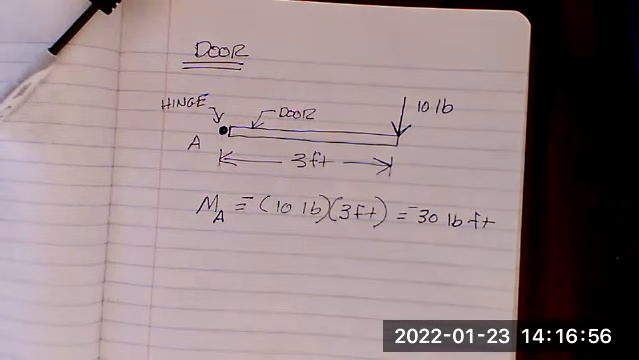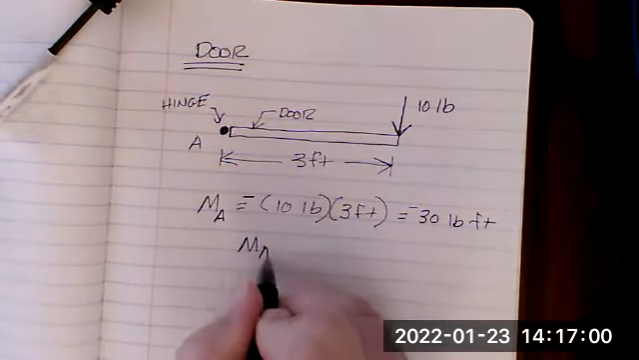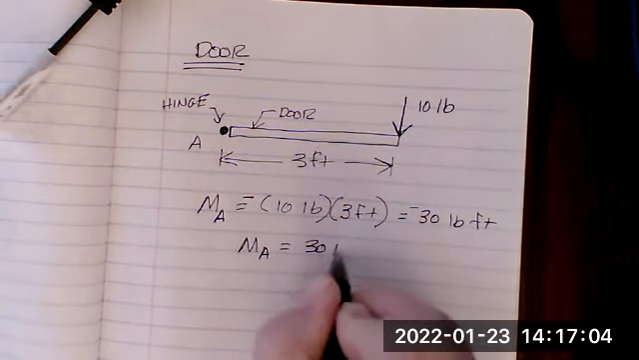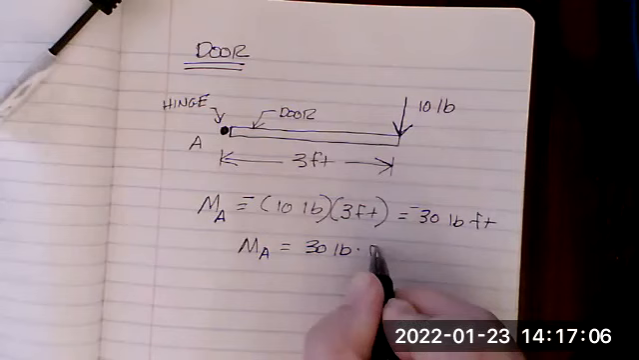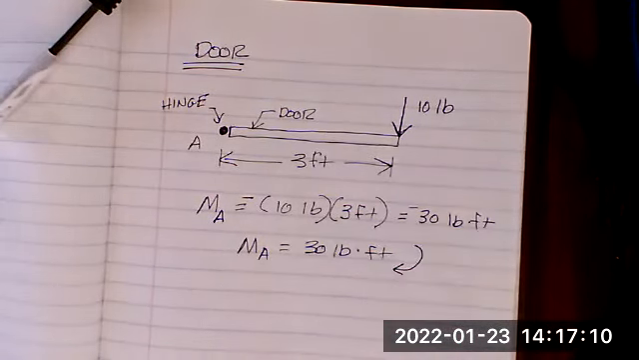And we're going to drop that negative sign, but if you do, you must add the arrow. So it's going to be 30 pound feet going clockwise.